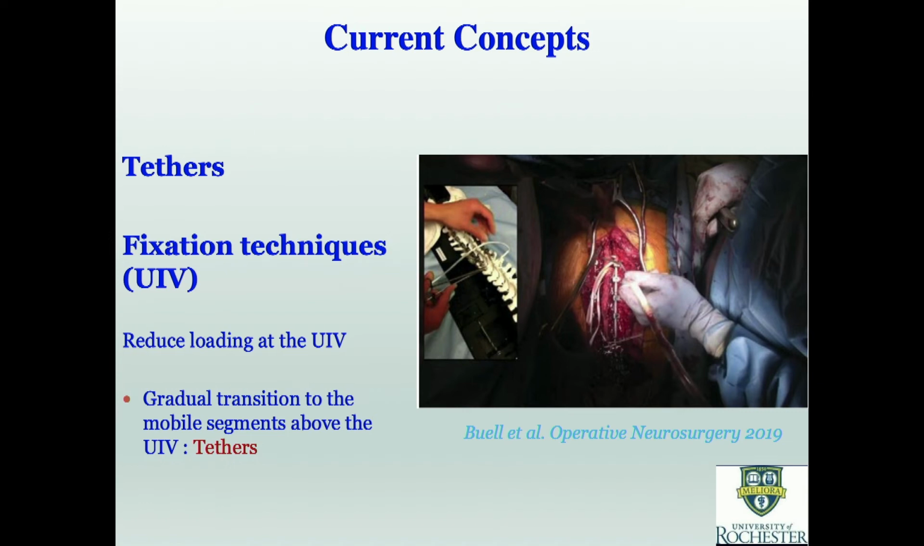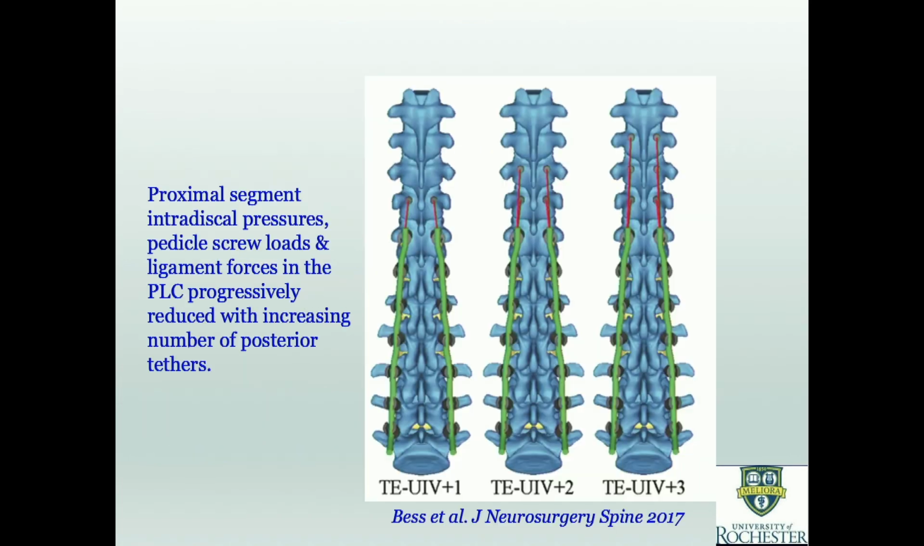Use of tethers. Over the past few years, there have been some reports about use of tethers to reduce the risk of PJK. And the same concept, you reduce the tension within the top of the construct, or the upper instrumented vertebrae. I'll fast forward here a little bit. So these are different constructs that have been described. The first image is a tether at UIV plus 1. The second image is a tether at UIV plus 2, and then UIV plus 3.